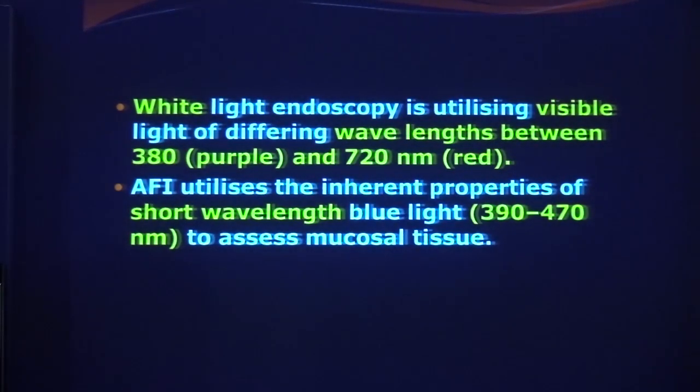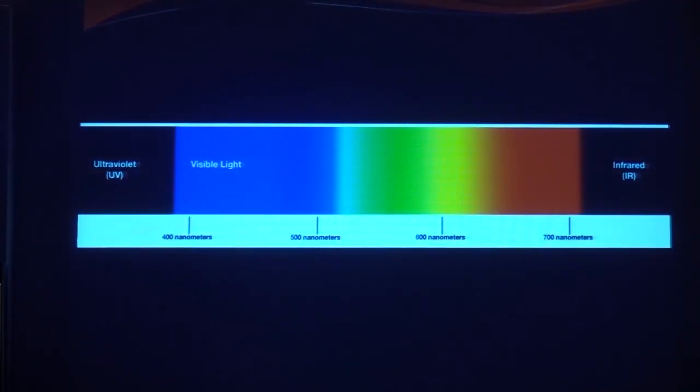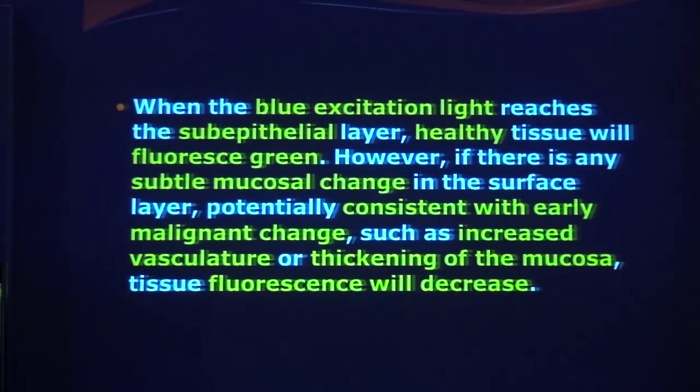White light bronchoscopy utilizes the visible light of wavelengths between 380 to 720, while the autofluorescence imaging will use 390 to 470. So we are taking a shorter range of short waves. The blue excitation light will reach the subepithelial layer. If it is healthy, it will fluoresce green. However, if there are any mucosal changes consistent with malignant change, such as thickening of the mucosa or increased or abnormal vasculature, this fluorescence will lessen.